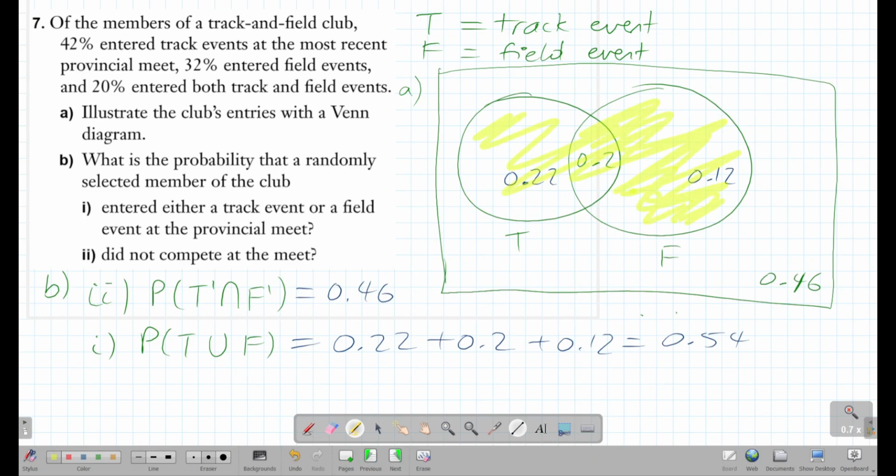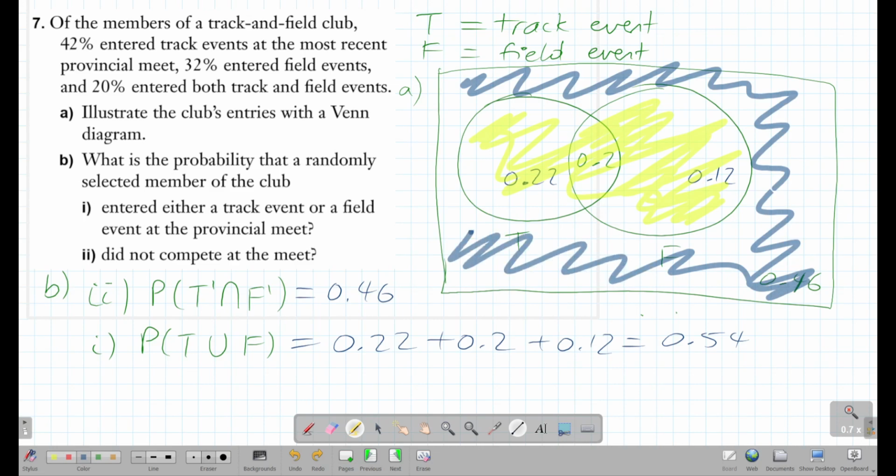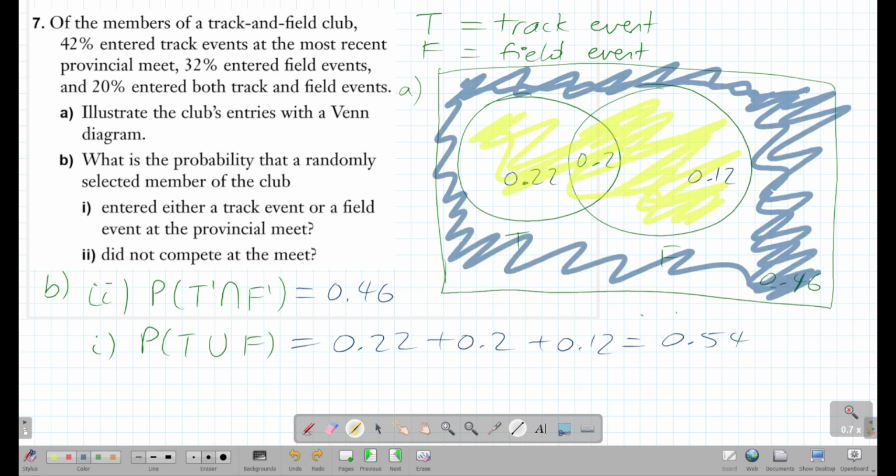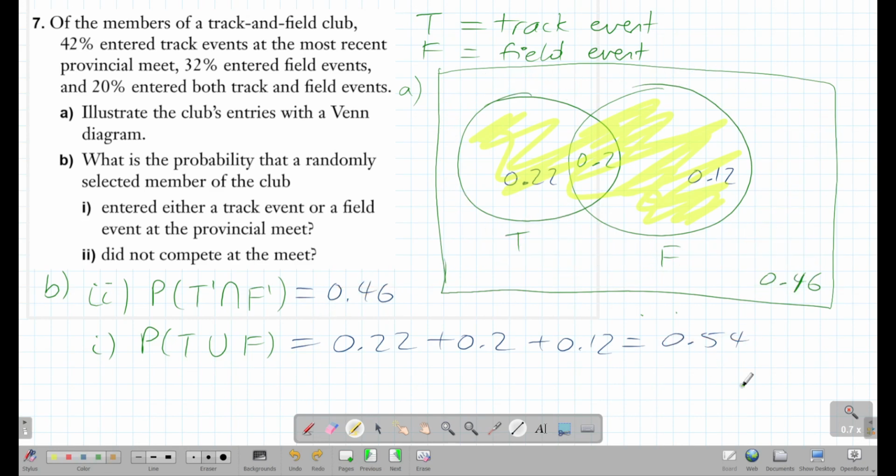And if you want to check if you did this correctly, in 1 we were asked for the entire Venn diagram, and in 2 we're asked for the stuff outside the Venn diagram, basically this part over here. So if you add up the probability for the blue area and the probability for the yellow area, they should be 1. In other words, if you add up this and this, they should be 1. And indeed, they are 1. So we can be sure that we did this question correctly.